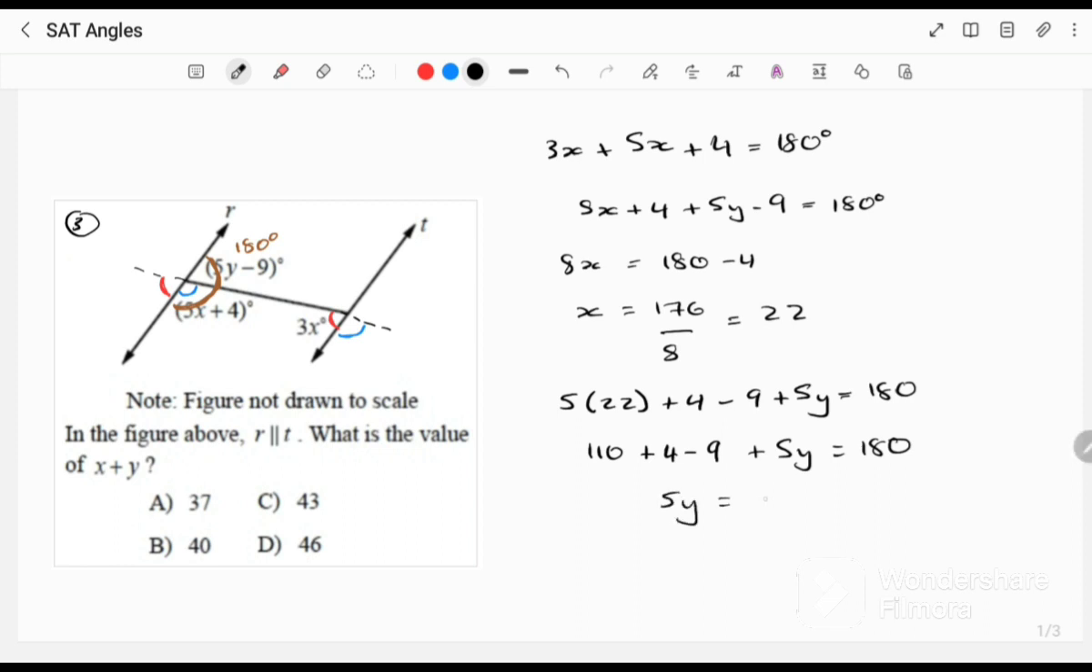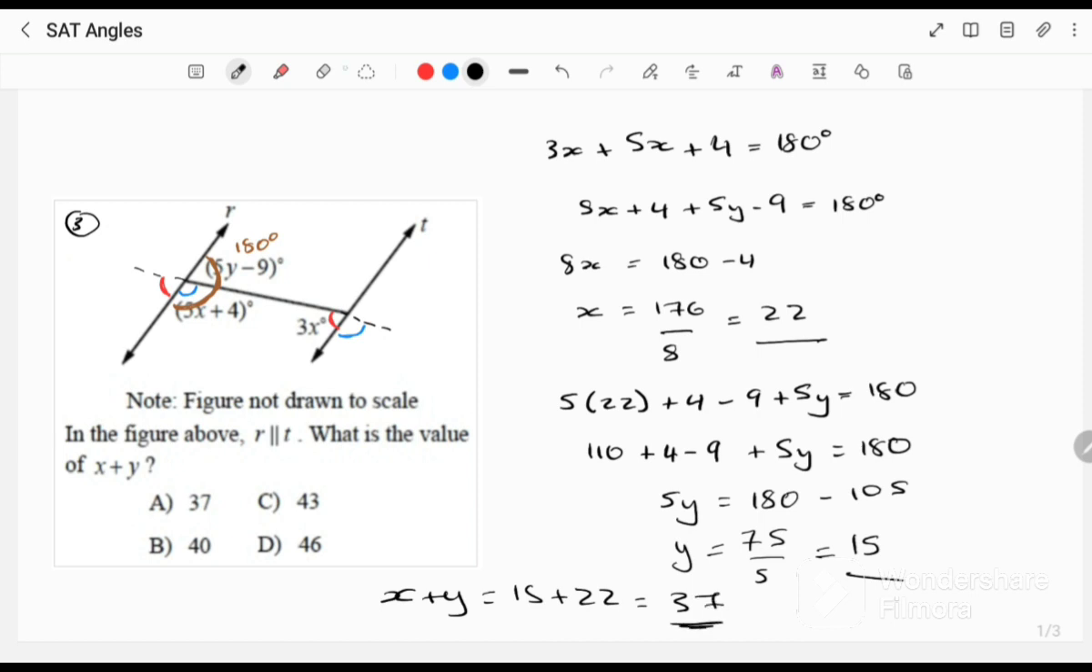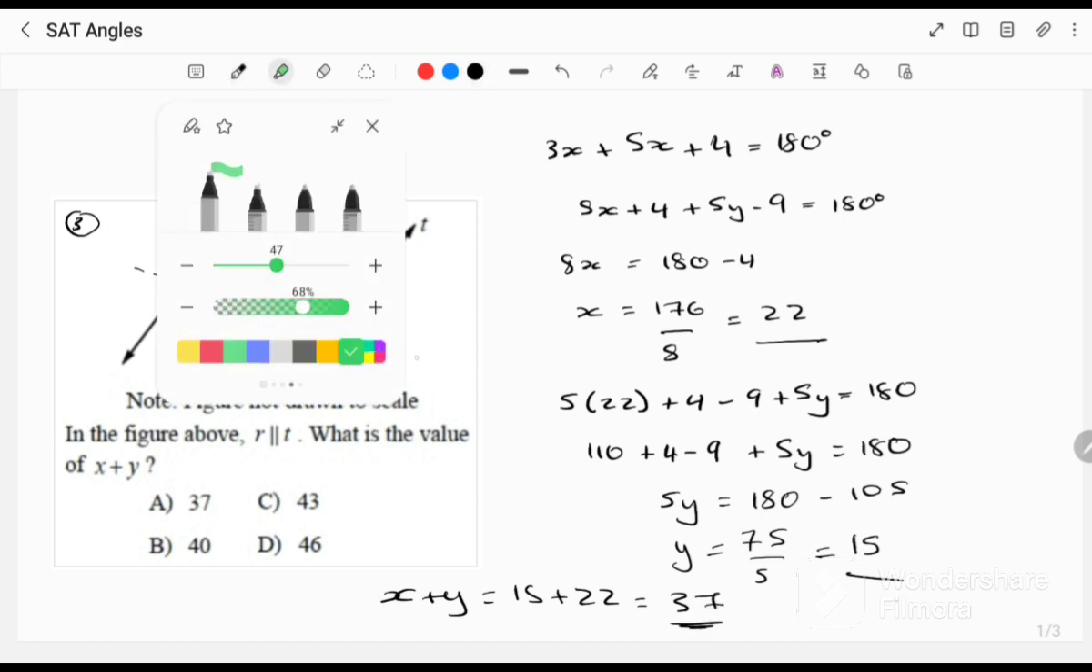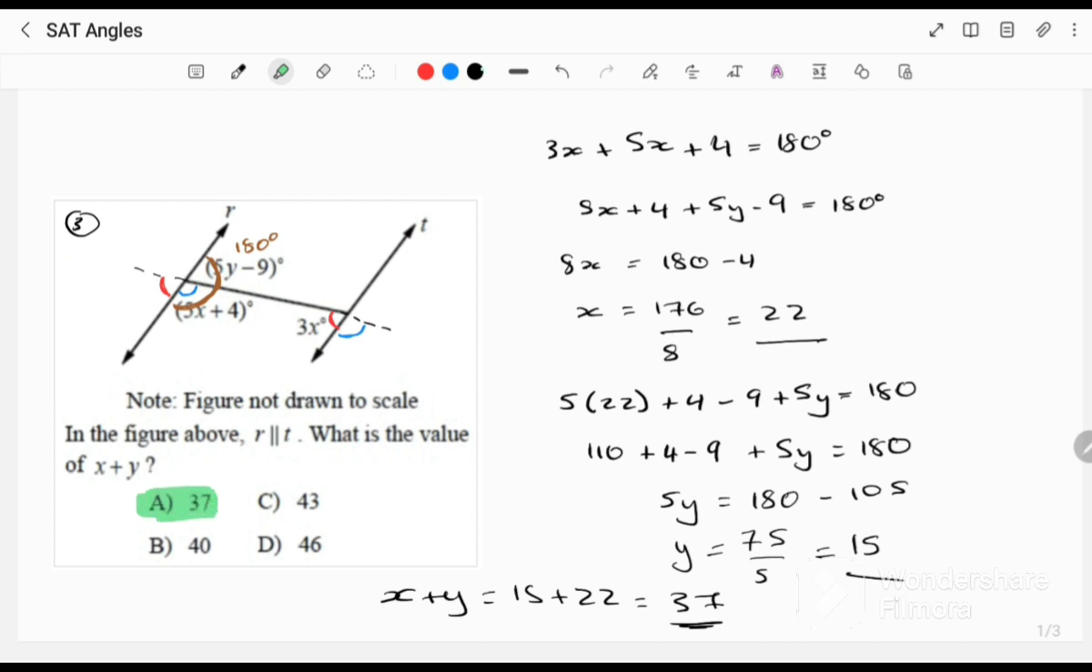So 5y is going to end up equaling 180 minus 105. And y is going to equal 75 over 5, which gives us a y of 15. So we have x is 22 and y is 15. So x plus y is 15 plus 22, which is 37. So the correct answer for this question is A, 37.